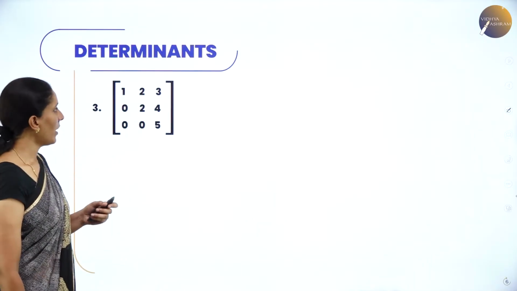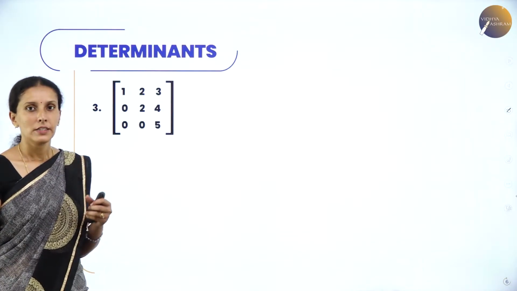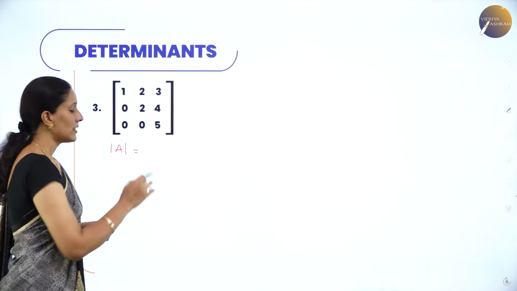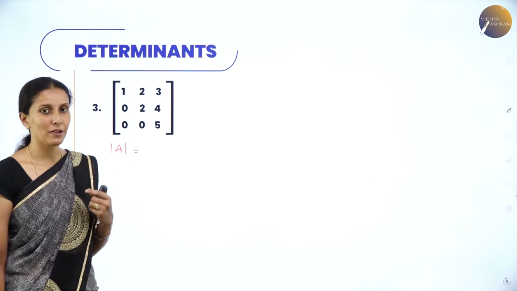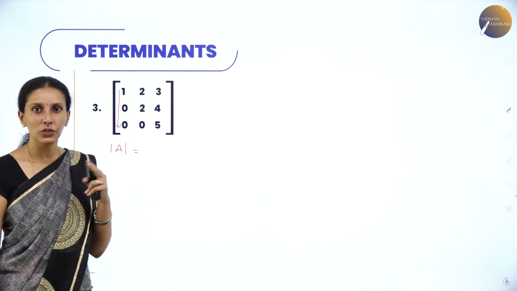Next one, 1, 2, 3, 0, 2, 4, 0, 0, 5. So here, first let us find out the value of the determinant. Since this is a 3 cross 3 matrix, we have to find with the row expansion or a column expansion. Look at the first column here, we have the other 2 elements as 0.